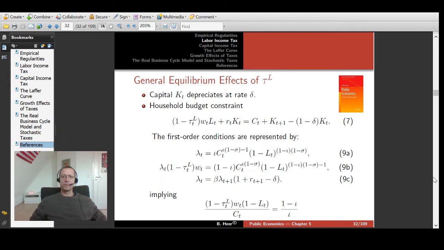From this optimization problem, we can derive the first order conditions 9a through 9c, which are the first order conditions with respect to consumption, labor, and capital stock next period. So 9c is the so-called Euler or Keynes-Ramsey rule. 9a and 9b imply the optimality condition on labor supply, which is presented by the last equation.